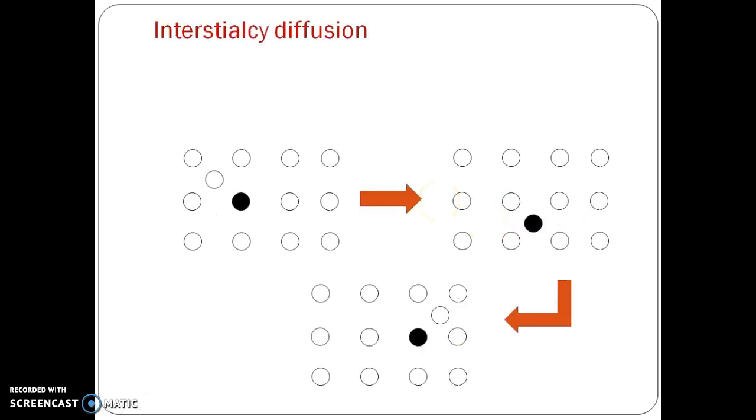In interstialcy diffusion, the impurity atom which is in the regular lattice position jumps into intermediate position and then again to the regular lattice structure here, knocking out the silicon atom.